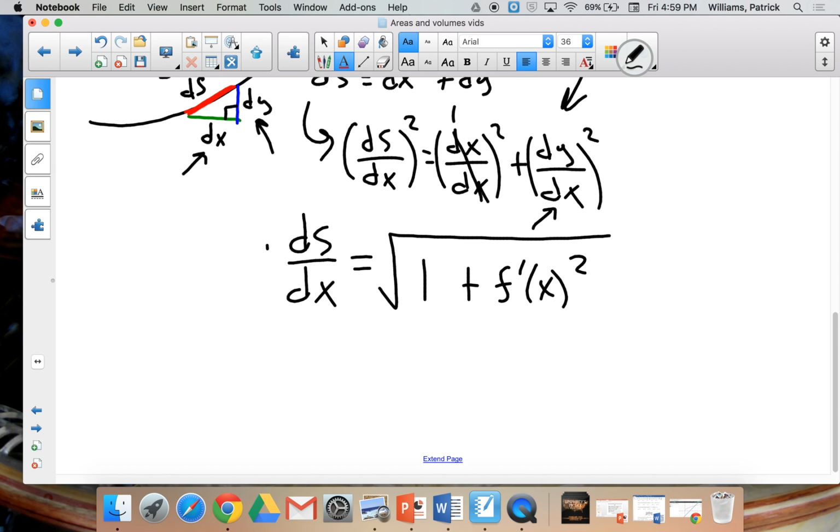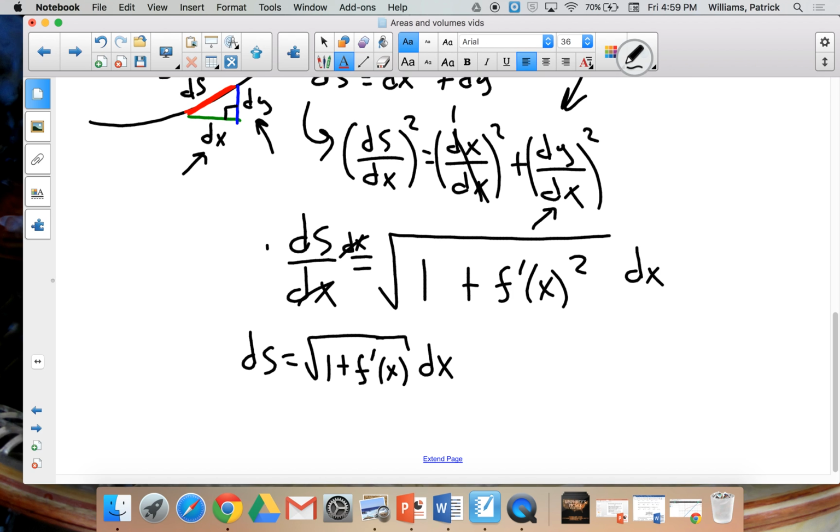Now, if we multiply both sides by dx, these two dx's cancel out, and I'm left with ds equals the square root of 1 plus f prime of x squared dx. What does it look like when we see a dx or a d something after something? It looks kind of like an integral.